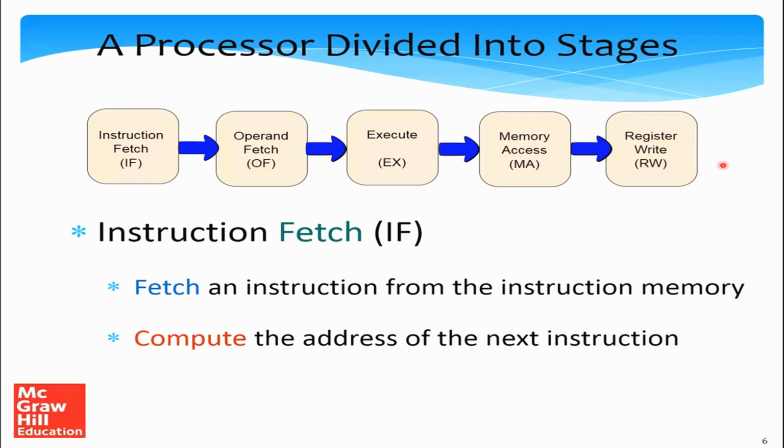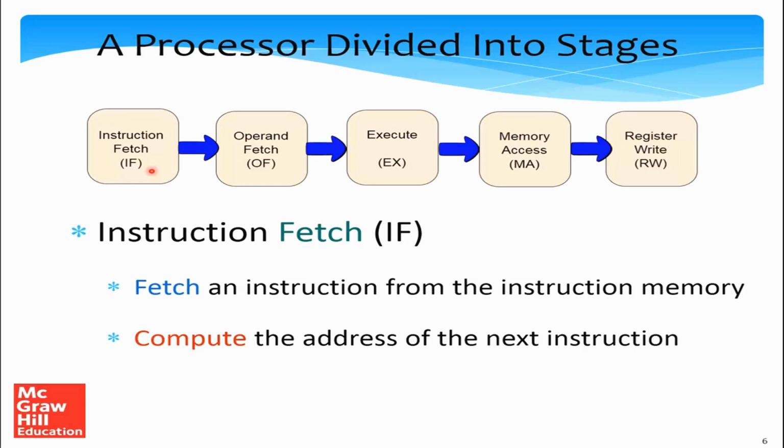Here we start with the instruction fetch stage. In the instruction fetch stage, we fetch the instruction from memory. We will call this the IF stage. The next stage will be the operand fetch stage, which we shall call the OF stage, where we fetch the operands, be it registers, not memory addresses but registers, and also blow up constants and immediates and all of that. So we fetch the operands in this stage.